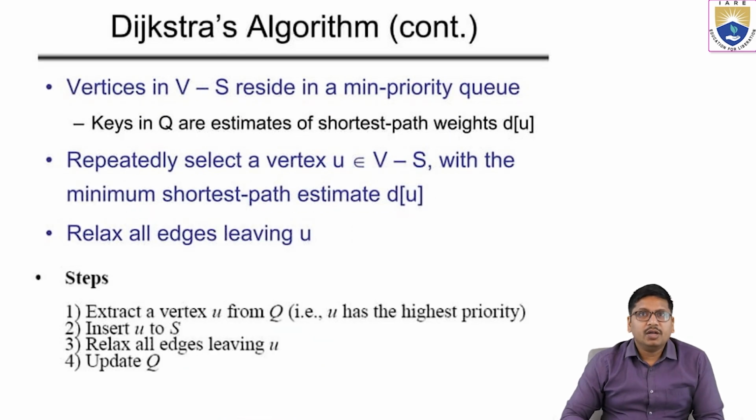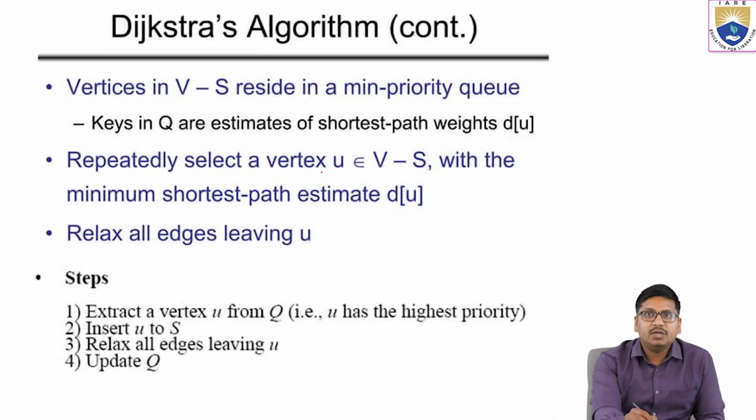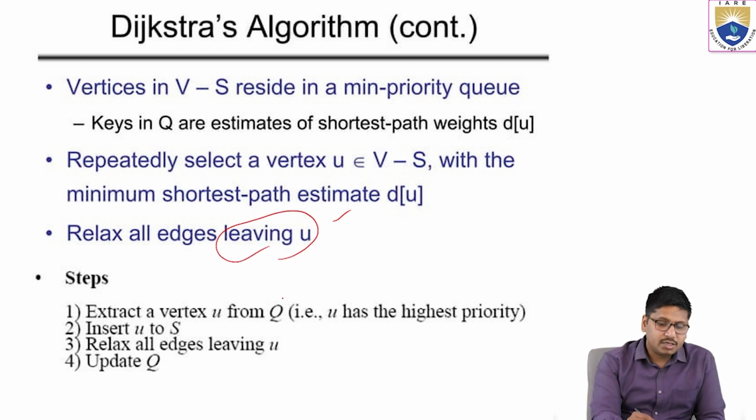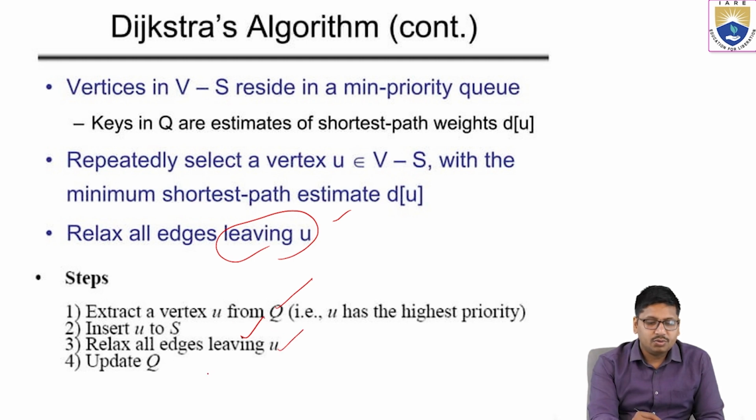So repeatedly we have to select the vertex u in V minus S with the minimum cost edge estimation, and then relax all the edges leaving u. So the steps we have to follow are that every time we extract the vertex from the Q, then insert it from Q into S, and then relax all the edges leaving u, and then update it.